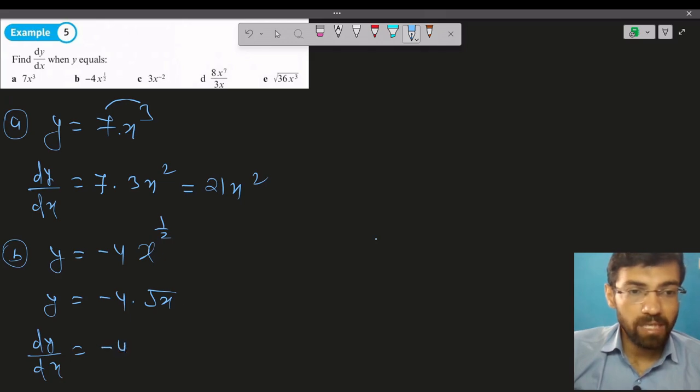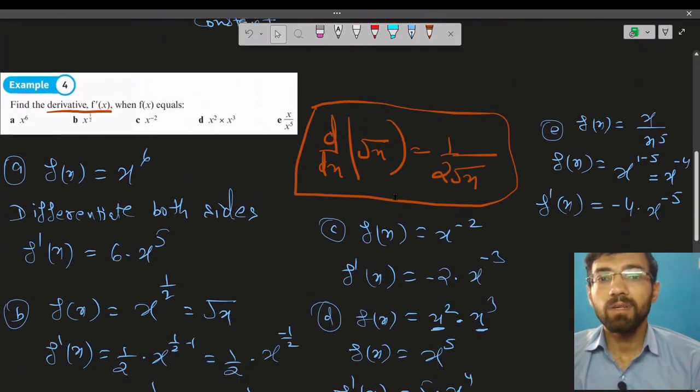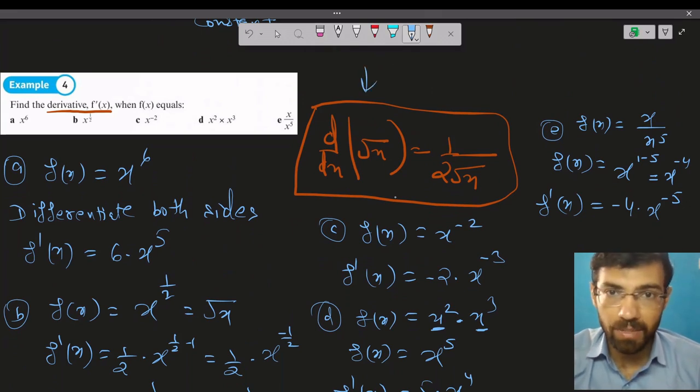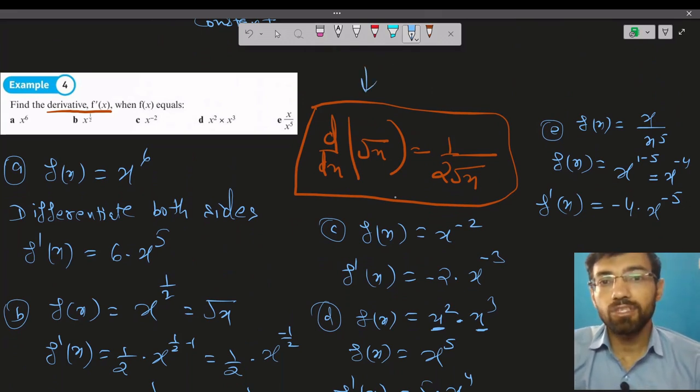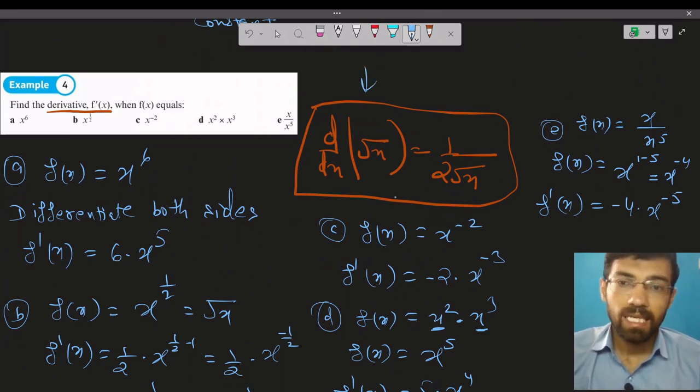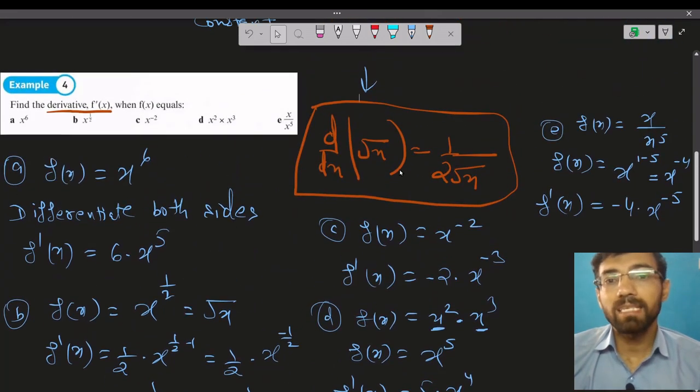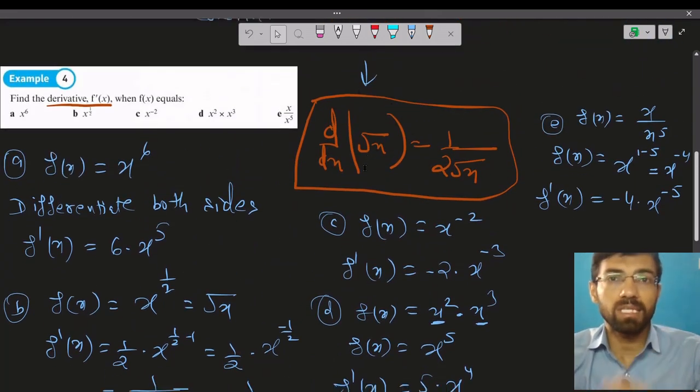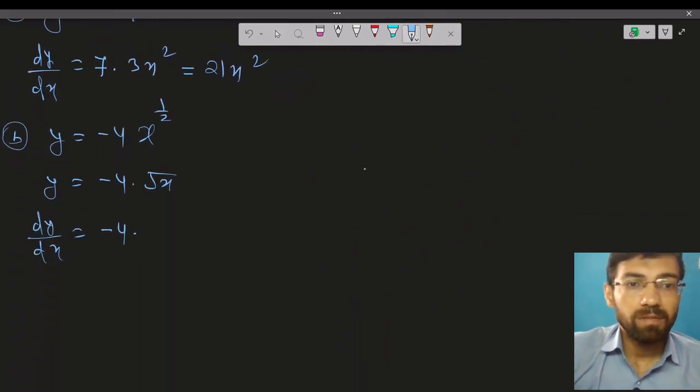So I will keep my constant as it is, and differentiation of root x. Here we have noted it. What we learned, differentiation of root x is 1 upon 2 root x. Although we have derived it, as a rule also, as a property also, if you remember it, our process will be fast. So what about differentiation of root x? It is nothing but 1 upon 2 root x.